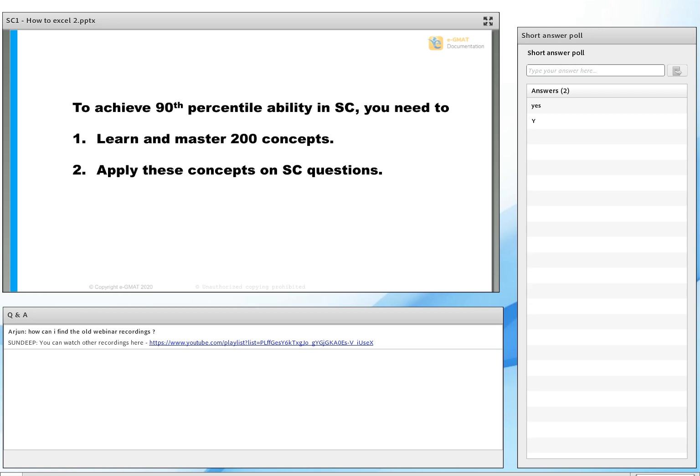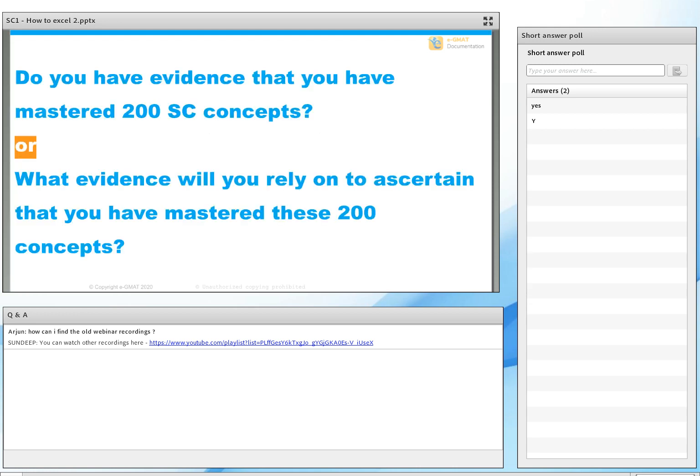At e-GMAT, we actually take it very differently, and I'm going to tell you the difference in the mindset of a 90th percentile student and that of a 60th percentile student, someone who actually spends time but only gets to that 60th percentile or so. Okay. So at e-GMAT, we consider GMAT SC to be composed of 200 SC concepts, or what we call 200 different sentence structures.